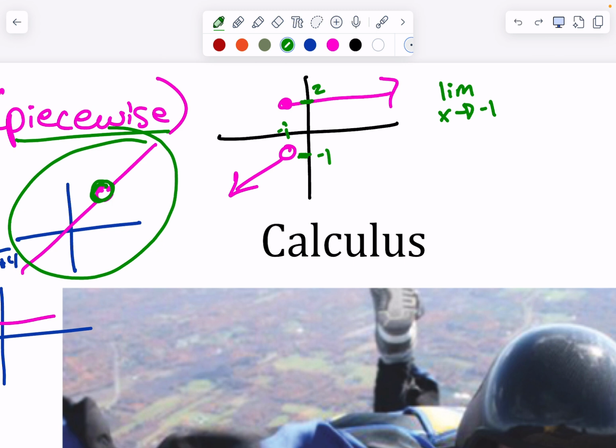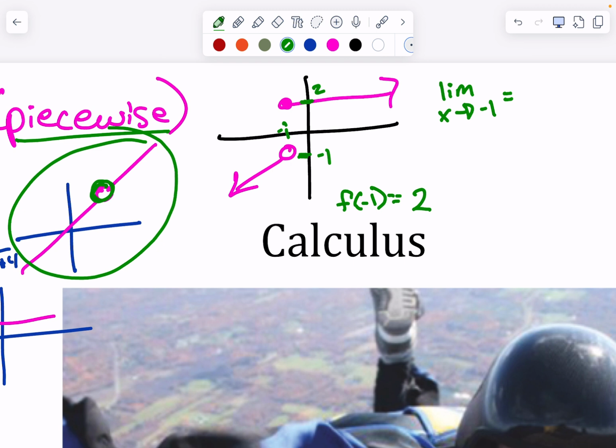What should it be? 2. You think it should be 2? Let's talk about this. Let's do this. What is f of -1? What is the actual y coordinate at -1? 2, right? It's a closed dot on 2. But what should it be? -1. Or wait, x equals -1. No, I lied. It should be 2 because it's an open circle.